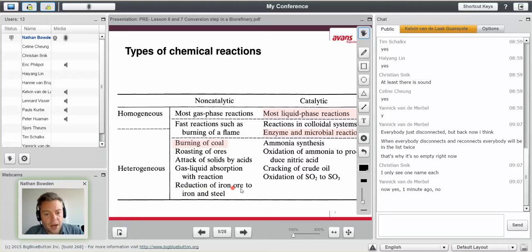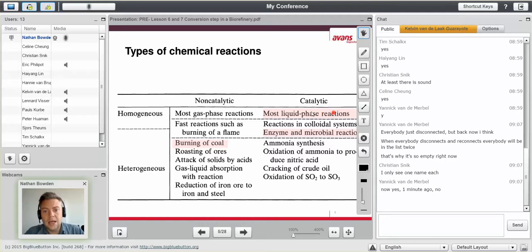Somewhat in between homogeneous and heterogeneous are very fast reactions, such as burning of a flame. It's mostly gas phase, but quite often, if you burn a flame, you may be consuming paper, right? So it's not completely homogeneous. If you want to go back to how fire works, remember that there's the fire triangle. You need oxygen, you need heat, and you need fuel. Those are the three parts of a flame, of a fire.